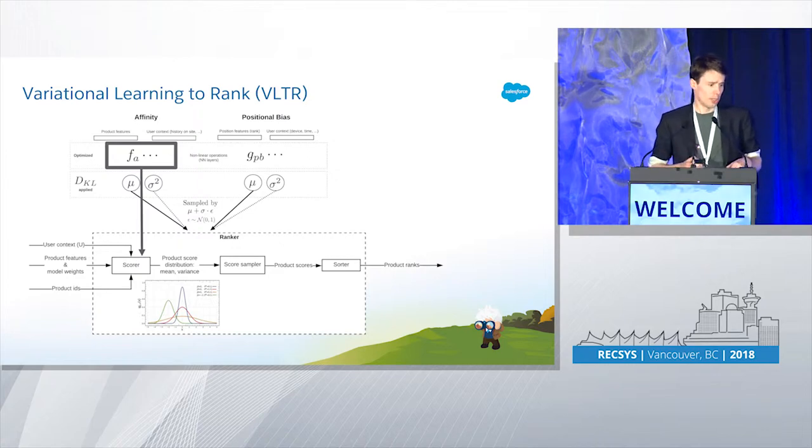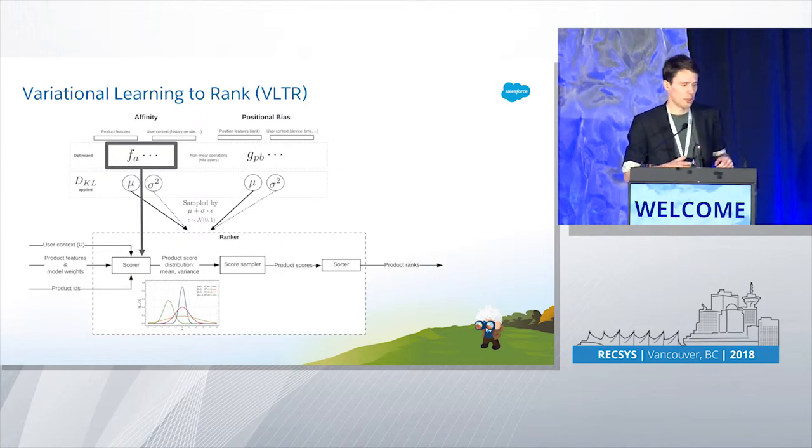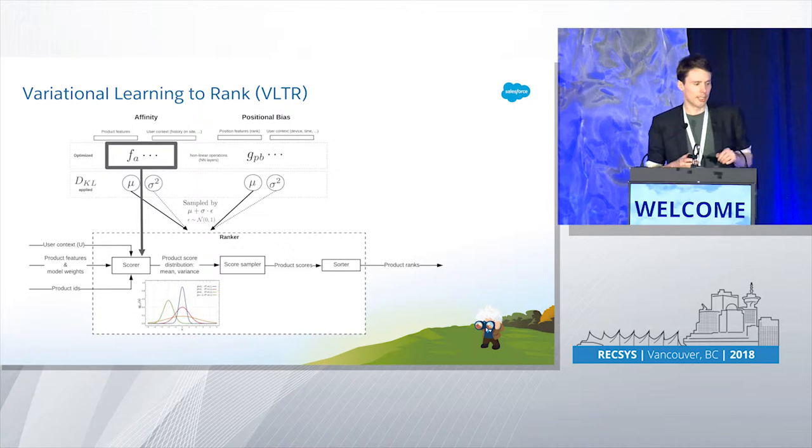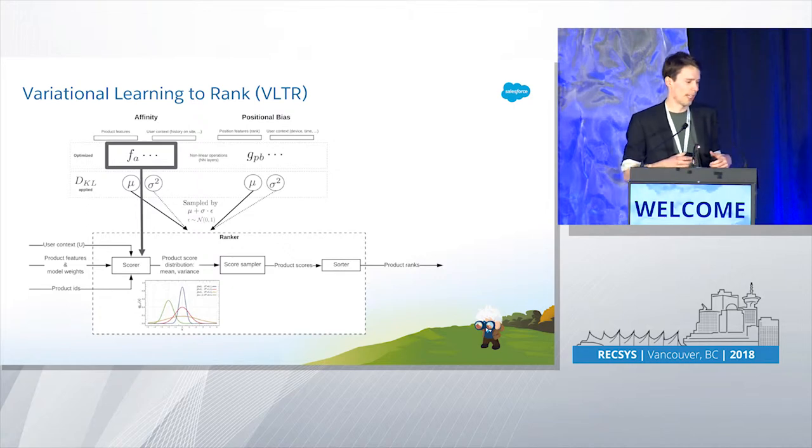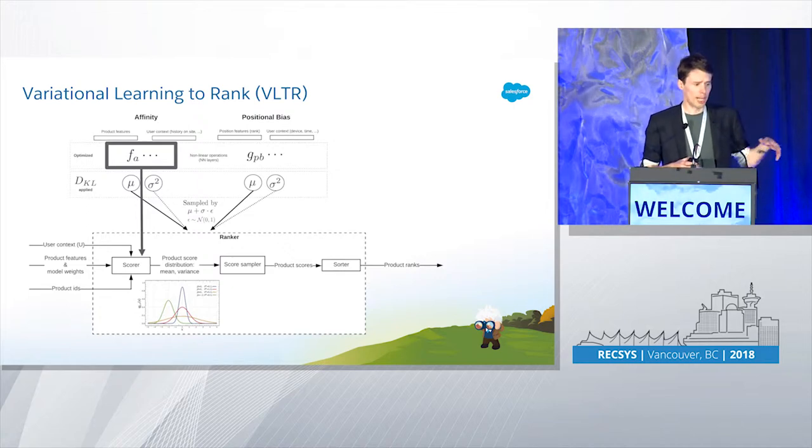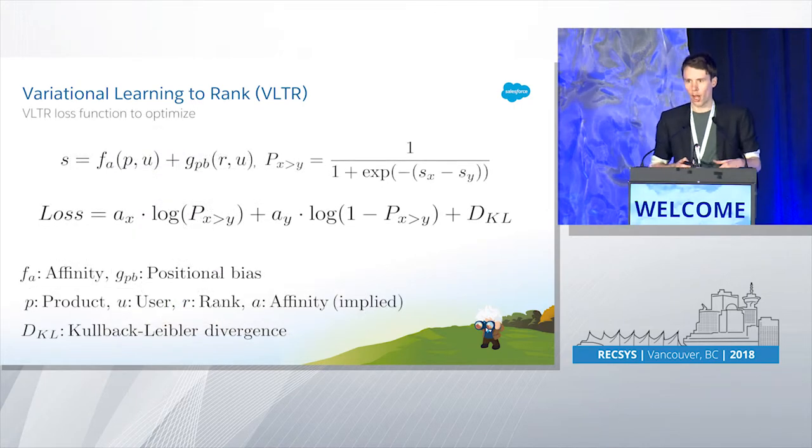Now, how do we fit that into what I showed you before? See that on the left-hand side, that's where we have the affinity to the product, and that's the side we will use for ranking in our ranker. The positional bias side is just there to take away the positional bias when we're training the function. So how are we going to optimize this?